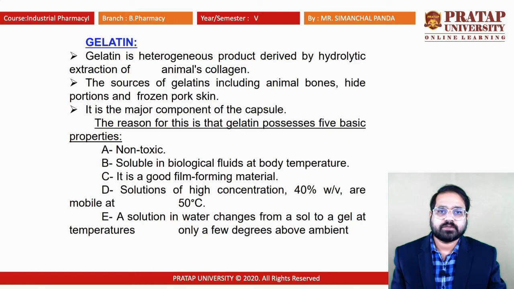Gelatin is a heterogeneous product derived by hydrolytic extraction of animal collagen. So gelatins are the proteins which are derived from animal sources, generally from collagens. The sources of gelatin include animal bones, hide portions, and frozen pork skins. It is the major component of the capsule.